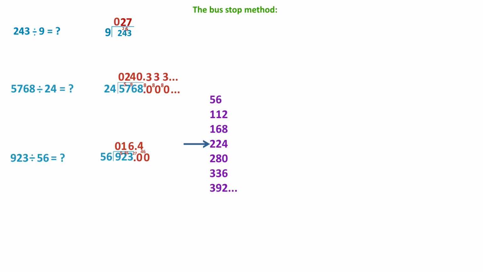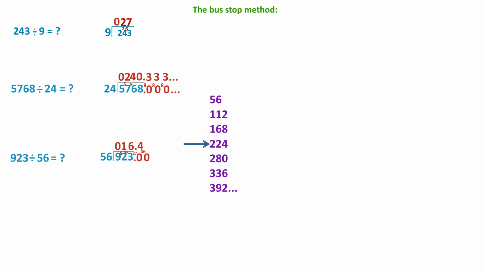And you can probably see now that this bus stop method is going to go on for a long time. We keep getting bigger numbers as our remainders here. It might even go on forever. So a lot of the time you have to use the bus stop method to a certain degree of accuracy. For example, here I'm going to give my answer to 1 decimal place. So I'm just going to stop there and I'm just going to give my answer as 16.4.